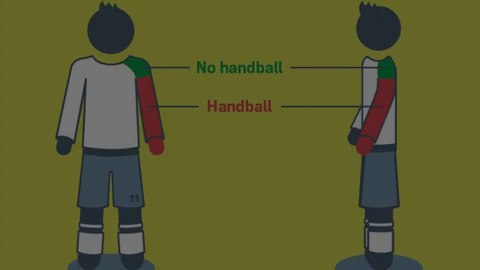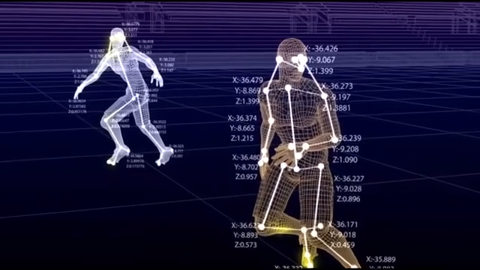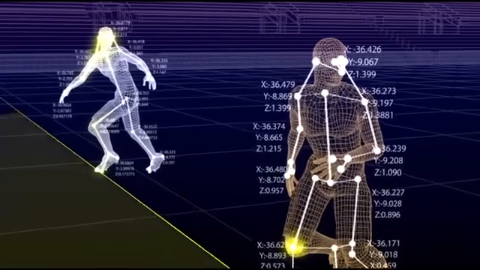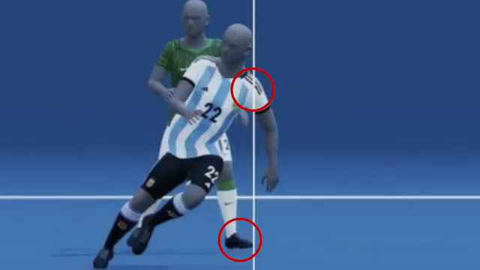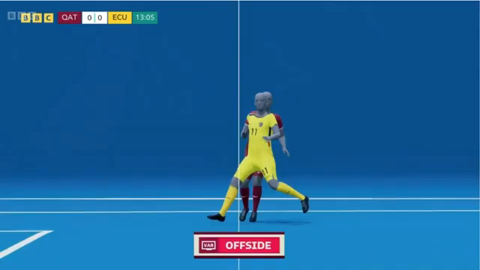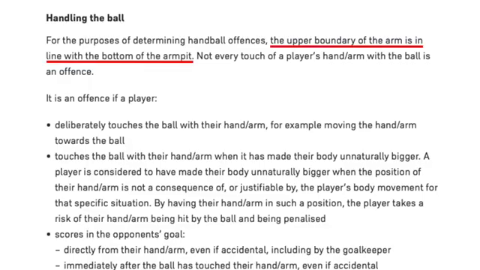Finally, let's address the body parts used to determine offside. The parts of the body that determine whether a player is offside or not are only the parts which you are legally allowed to score a goal with. Basically, every part of your body except your hands and arms. This image shows which part of the arms are not considered for offside. Anything below the upper arm, level with the armpit. The laws of the game specifically reference this, as you can see here, but let's look at an example.